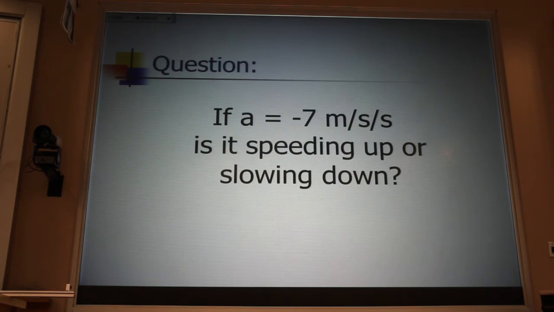Okay, suppose I were to tell you that you're in a car, and that car has an acceleration of -7 meters per second every second. Is that car speeding up or slowing down?